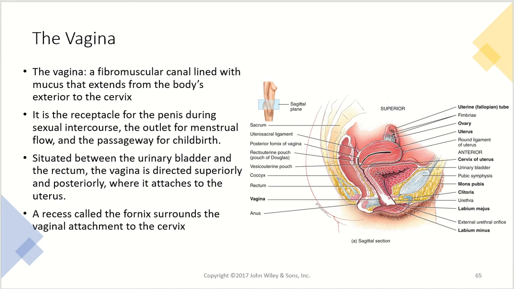the vagina. This is a fibromuscular canal that's lined with mucus and extends from the body's exterior to the uterus. It is the receptacle for the penis during sexual intercourse, as well as the outlet for menstrual flow and the passageway for childbirth. Situated between the urinary bladder and the rectum, the vagina is directed superiorly and posteriorly, where it attaches to the uterus. The recesses around the vagina, called the fornix, are the vaginal attachments of the cervix.